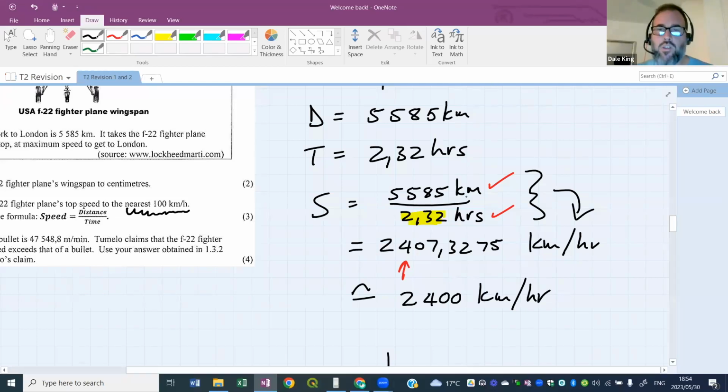You will get a lot of marks for getting up to this point. You'll probably get 3 marks out of the 4 if you get up to 2,407,3275. Even if you rounded this part off, you'll only get 3 marks. The final mark is for rounding it off to the nearest 100.